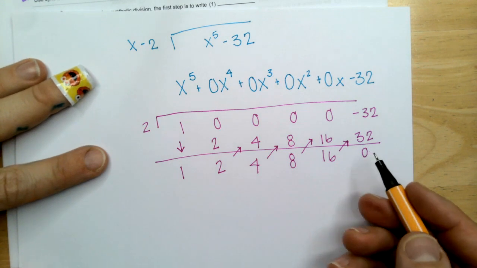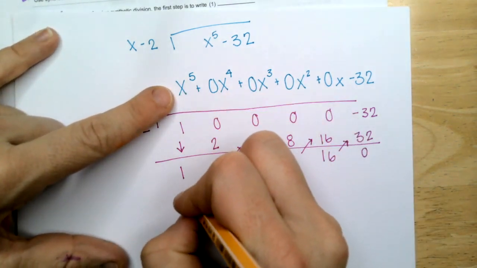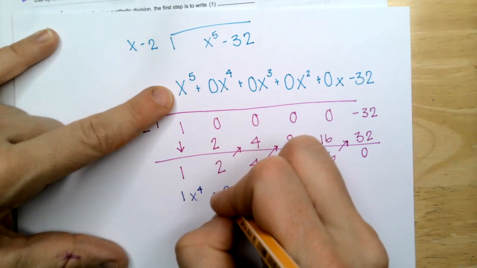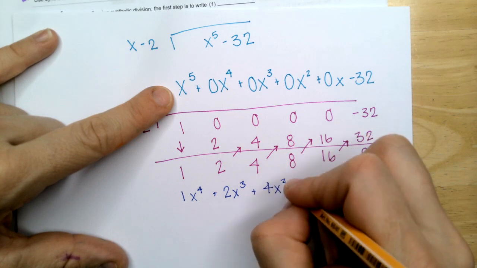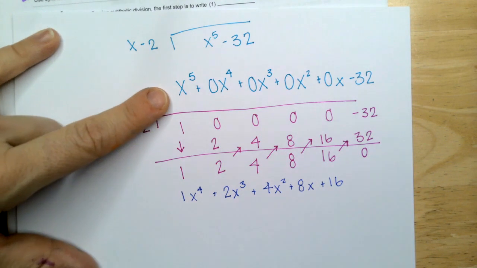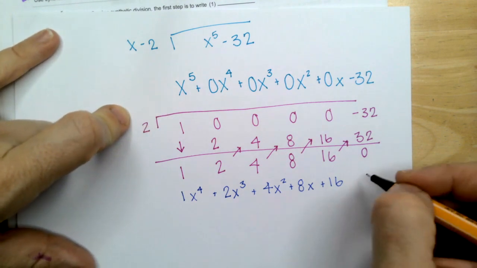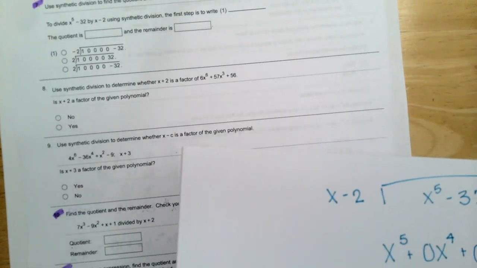Okay, so this time, what we're going to do is this is x to the fifth. So this is going to be 1x to the fourth, 2x to the third, 4x squared, 8x, 16, no remainder. Got a remainder of 0. So that was number 7.